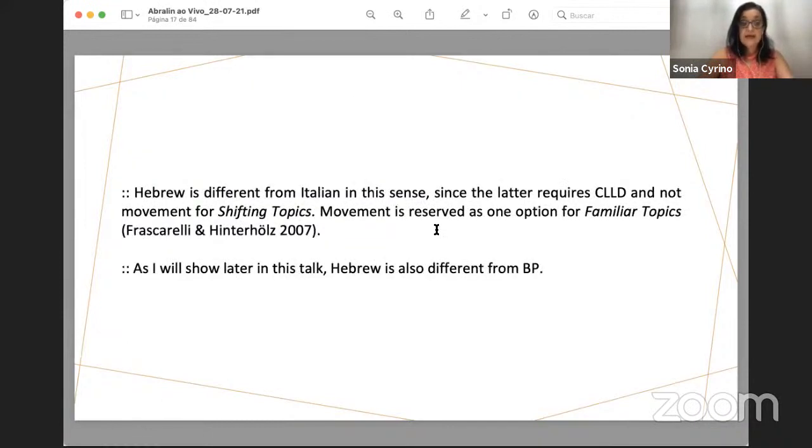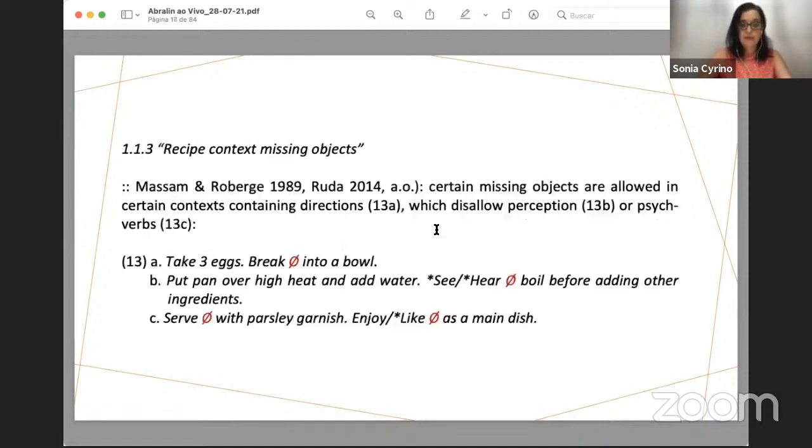So as I said, Hebrew is different from Italian because in Italian, we need a clitic left dislocation structure and not moving for shifting topics. Movement is reserved for familiar topics. And we'll come back to this later when I talk about Brazilian Portuguese.